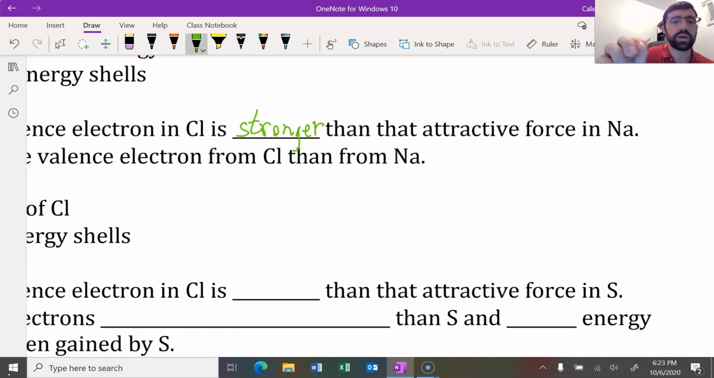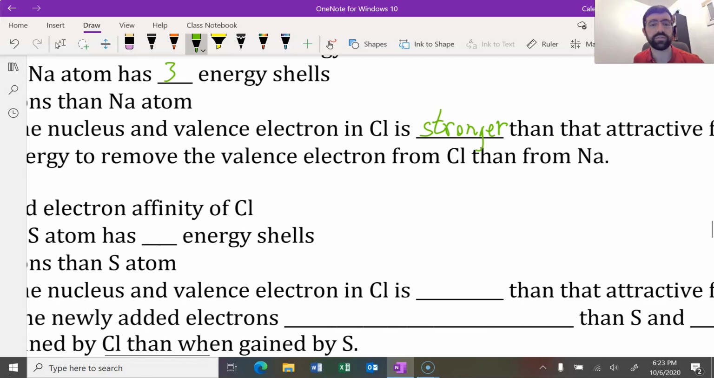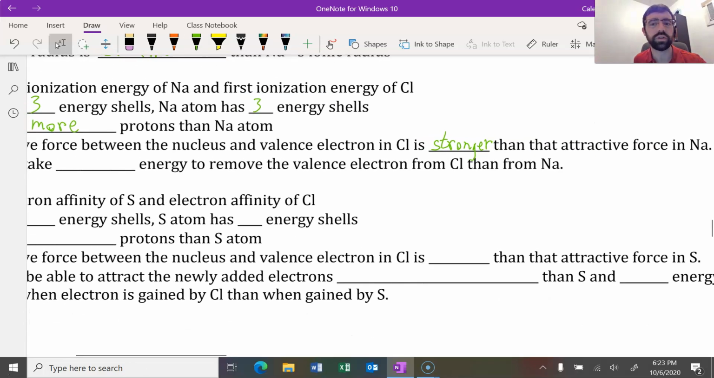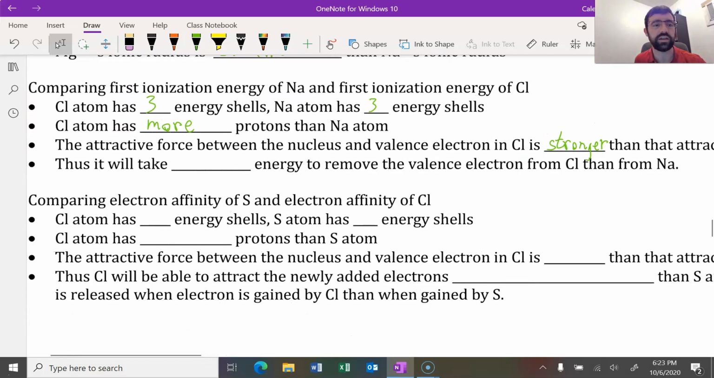Because we have the same number of energy levels, but we've got more protons pulling those outer electrons in. Thus, it will take more energy to remove a valence electron from chlorine than from sodium. It's hard to take those electrons away if they have a stronger pull from the nucleus. So that increases the first ionization energy.